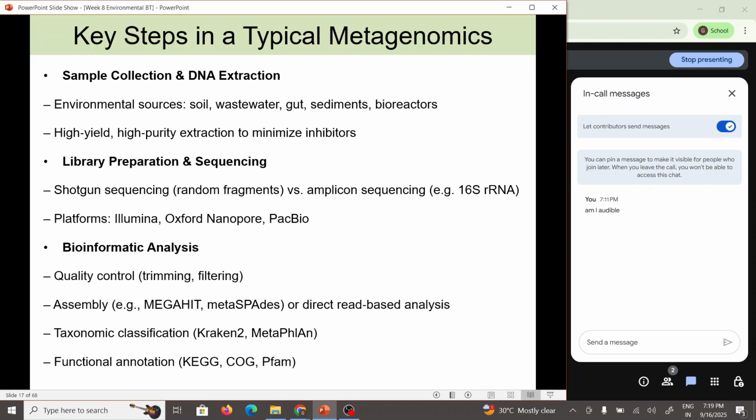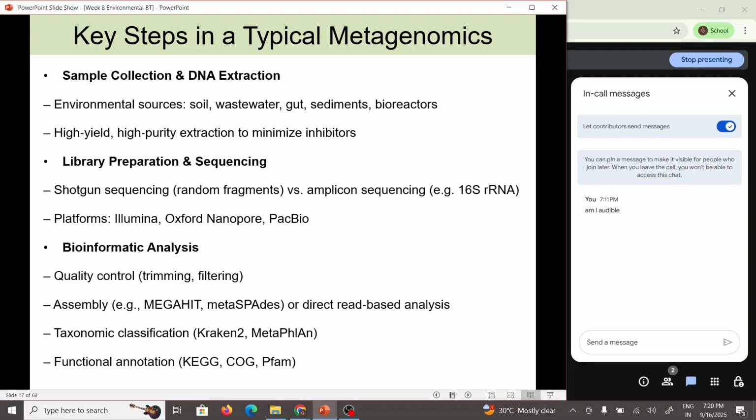And the next step is to go for the sequencing of the extracted DNA. So there comes the library preparation and sequencing. We can go for shotgun sequencing, or we can go for amplicon sequencing. When we talk about shotgun sequencing, we will first fragment the DNA into several small sequences, and then go for sequencing each of the fragments, and then finally go for assembling these fragment sequences that we have identified.